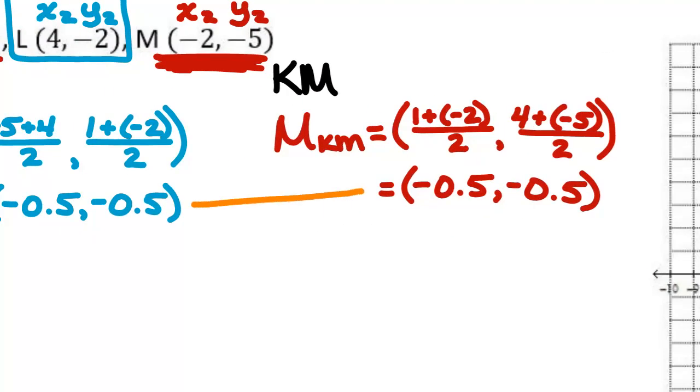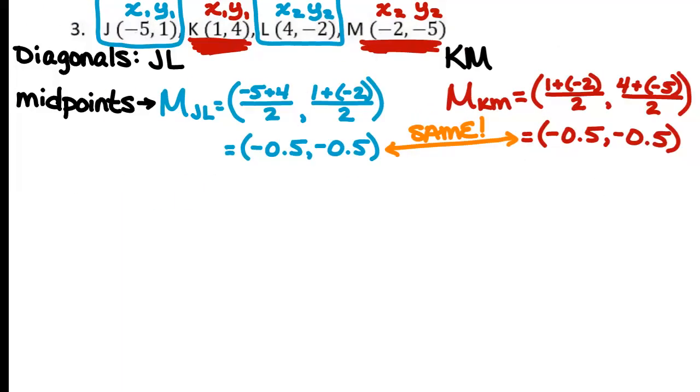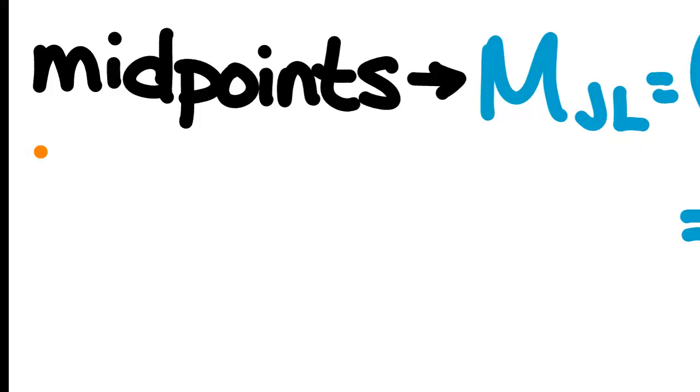So looking at these two midpoints, what do you notice? They are the same. Since my midpoints are the same, what does that mean? Yes, the diagonals bisect each other.